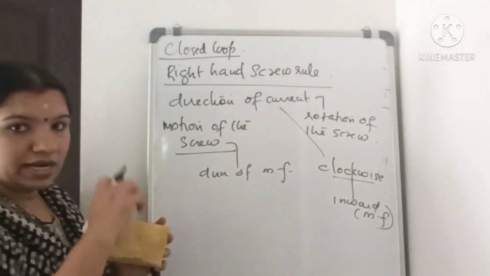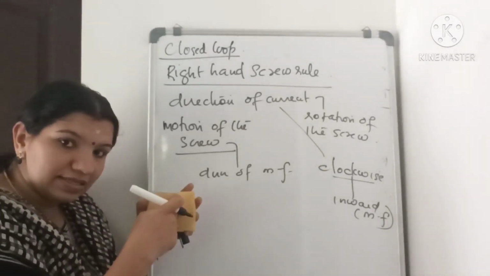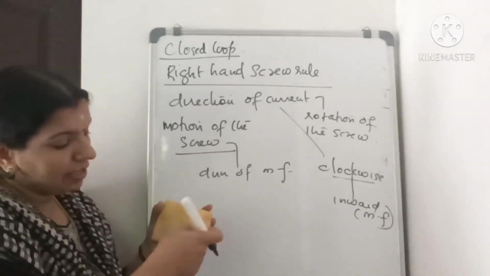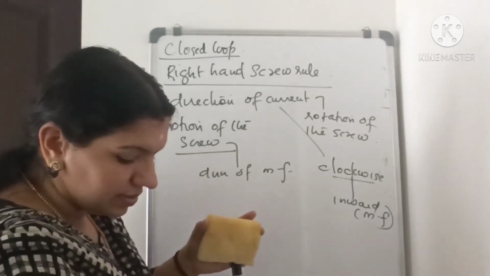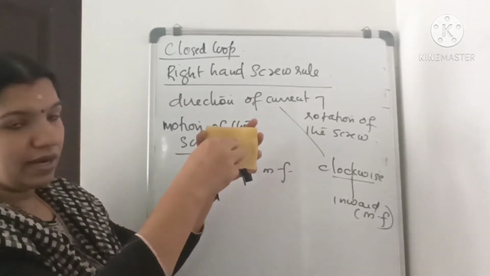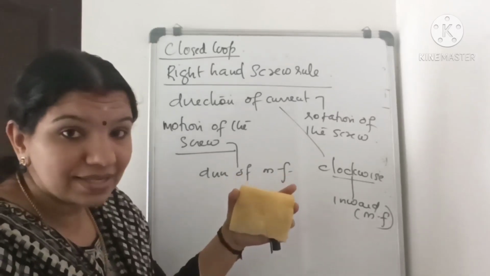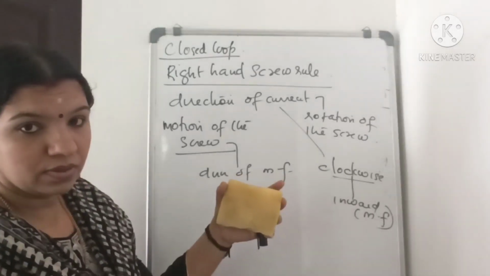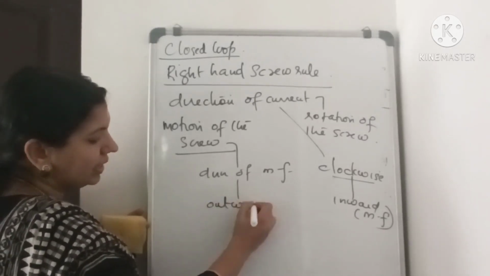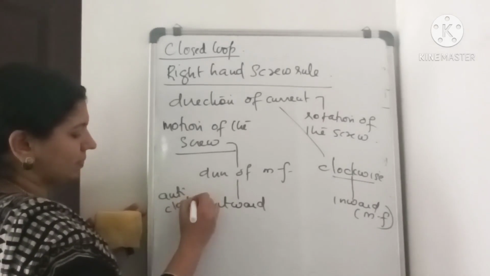Clear? So when the direction of current is clockwise, the screw will be moving in, isn't it? So the magnetic field will be inward. And if I am rotating it anti-clockwise, the screw will get out from the wall. Clear? So what is the direction? It is outward. Clear for you?